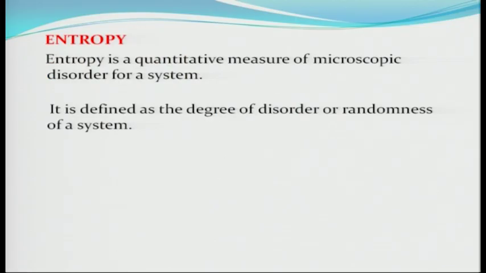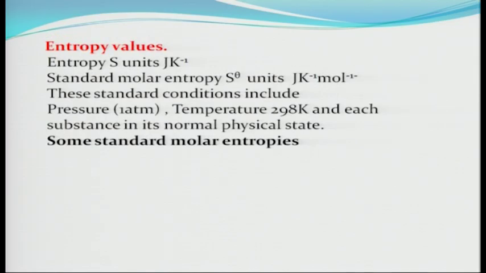So what is entropy? Entropy is a quantitative measure of microscopic disorder for a system. It is a measure of disorder or randomness of our system. When molecules are mixed together, they normally move. As they move, we can measure their movement using this energy term we call entropy. Entropy is an energy term, and our units are joules per Kelvin, or joules per Kelvin per mole.